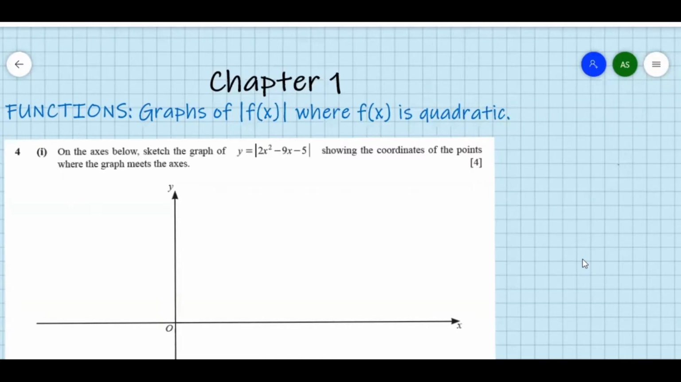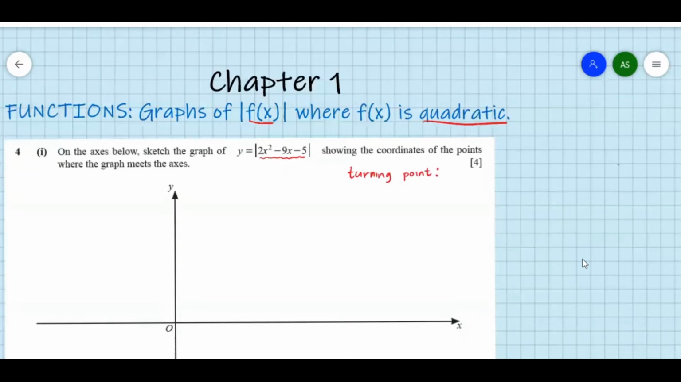Hello, today we are going to continue about graphing of modulus function where your f of x is now quadratic. So for example, we are going to sketch the graph of your function y equals the modulus of 2x squared minus 9x minus 5. What we are going to do first is to graph your quadratic function 2x squared minus 9x minus 5. Remember, when we want to graph a quadratic function, we always need to find the turning point.